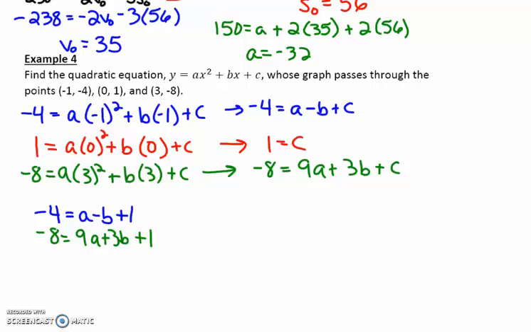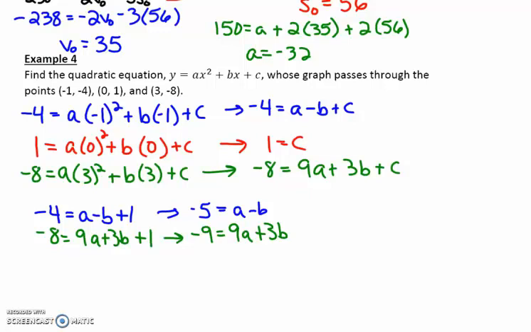Okay. And then I am going to simplify. We'll simplify these two first. So this one becomes, let's see, negative 5 equals a minus b. Oh, sorry, that's minus b. And then this one becomes negative 9 equals 9a plus 3b.